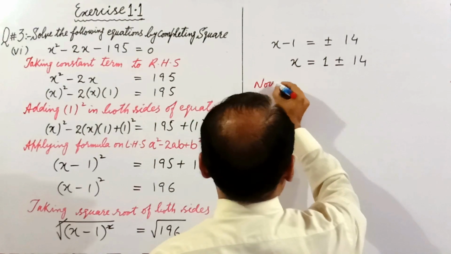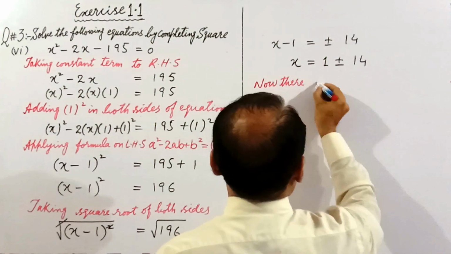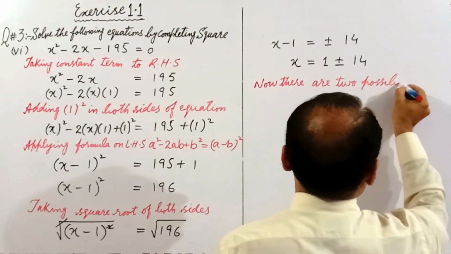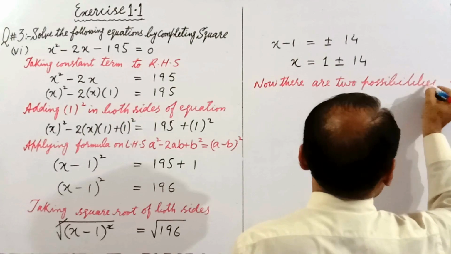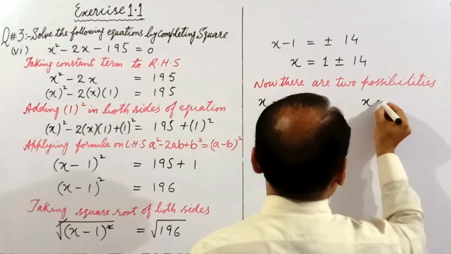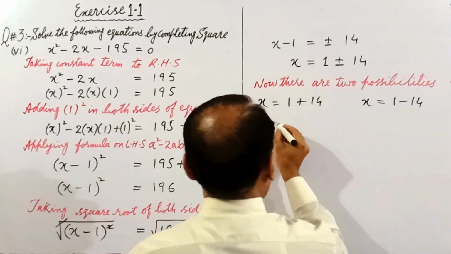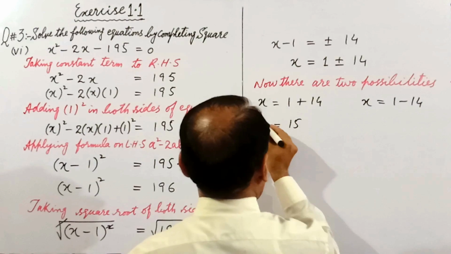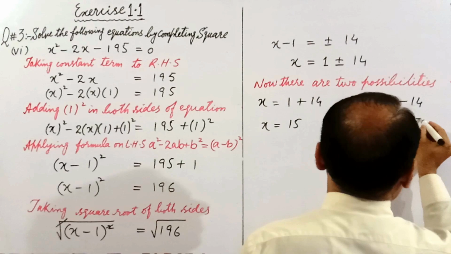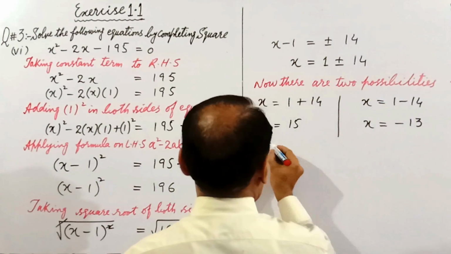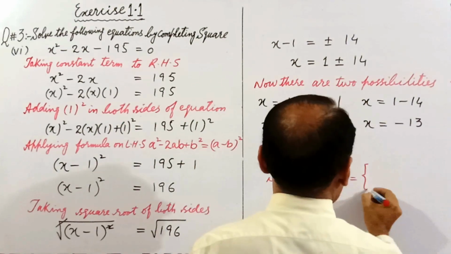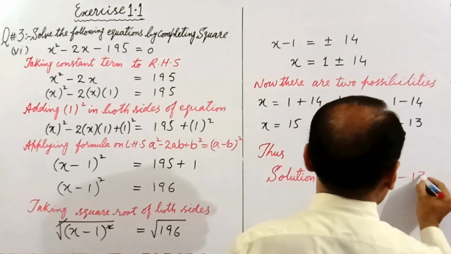Now there are two possibilities. One is x is equal to 1 plus 14 and the second is x is equal to 1 minus 14. So the first value of x is 15 and the second value of x is minus 13. Thus the solution set is 15 and minus 13.